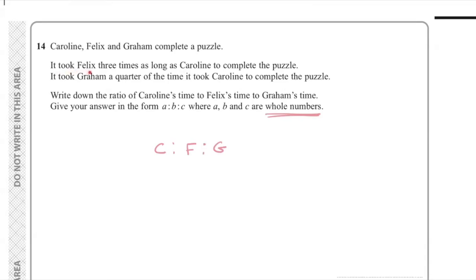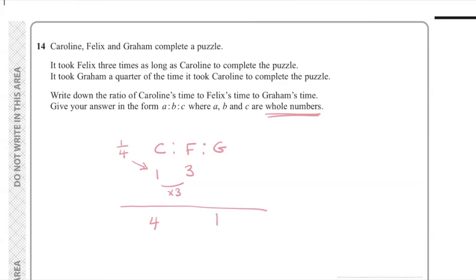It took Felix 3 times as long as Caroline. So if Caroline was 1, 3 times, Felix would be 3. It took Graham a quarter of the time it took Caroline. So we go back to Caroline, and if we quarter a 1, we're not going to have a whole number. So at this stage, you'd be thinking, okay, I need to rethink my numbers a little bit. If Caroline was 4, then I'd be able to quarter that and give Graham 1.